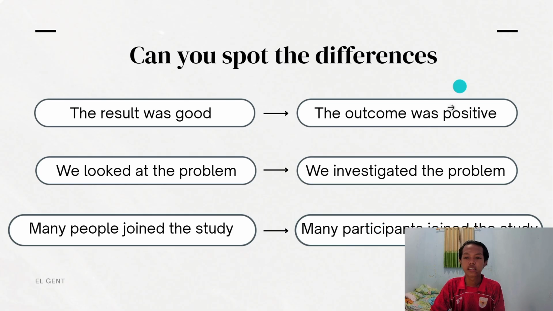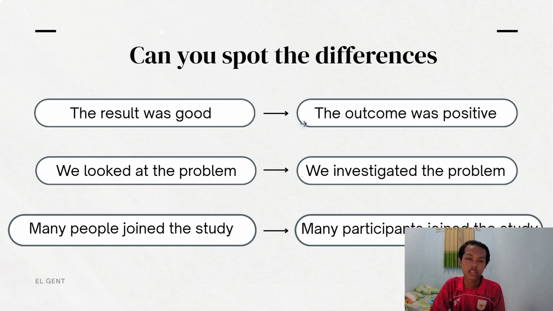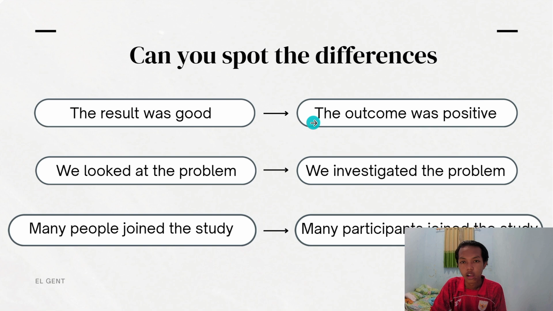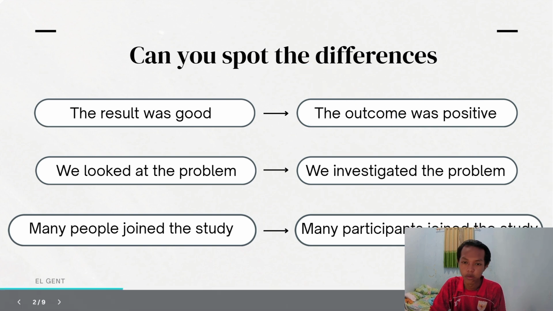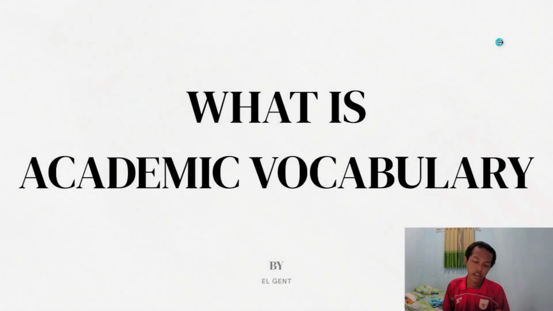Because the examples on the right are academic vocabulary. This sounds more appropriate for a research paper, journal, or any academic text. This is more formal, and this is called academic vocabulary. And then, what is academic vocabulary?